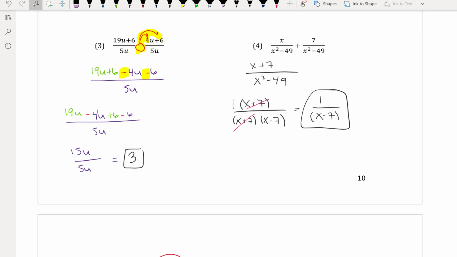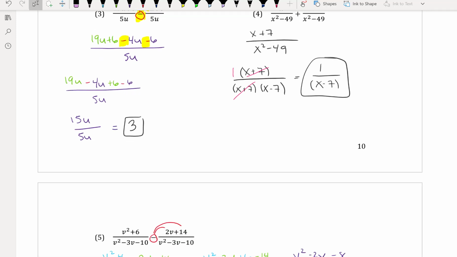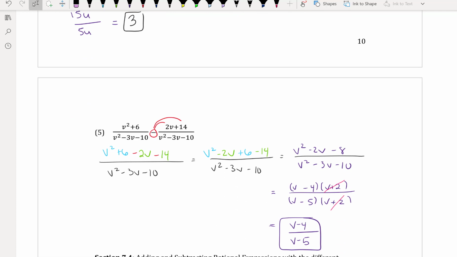For number 4, that numerator, when I combine it together, is x plus 7. The denominator is the same, which is perfect. I have an x squared minus 49. That's a difference of squares. The square root of 49 is 7, so that's an x plus 7 and x minus 7. Everything canceled in the numerator, so when everything cancels in the numerator, your default or your placeholder is going to be a 1.